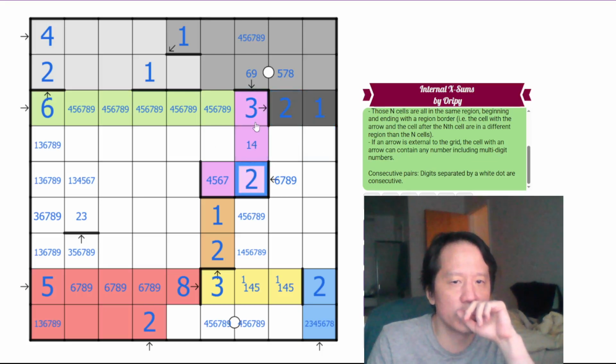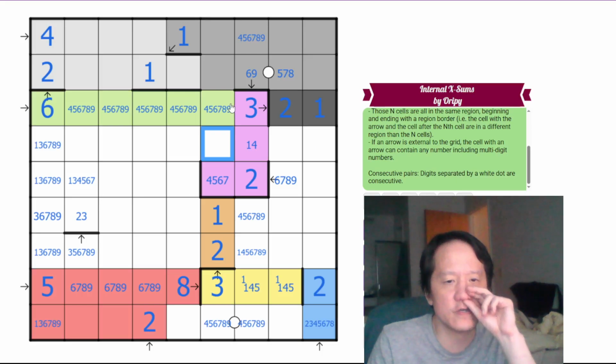Pink would have to go... It could go here. That's still valid. So far this is looking fine. This red is here. This has to be part of yellow or blue. We're not sure which.